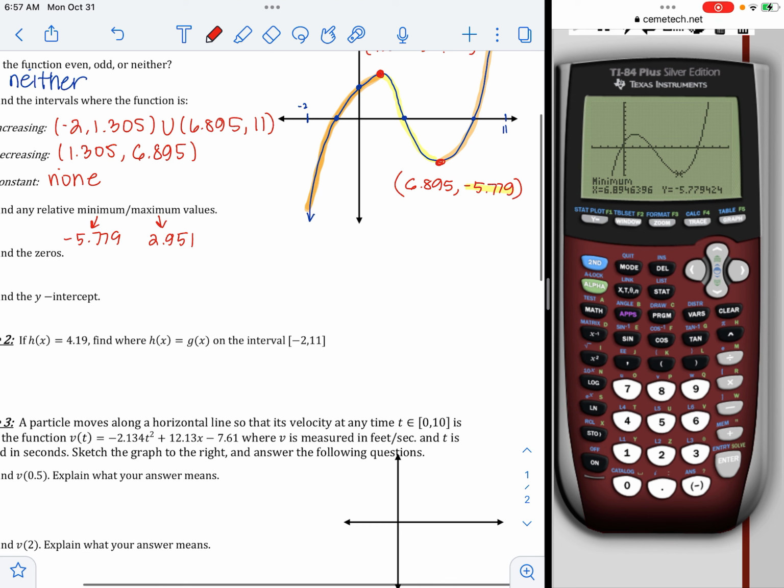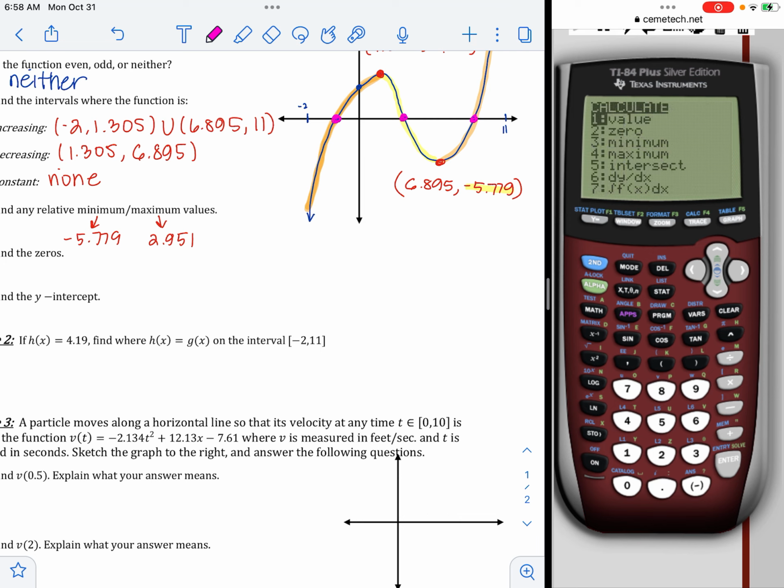Find the zeros. So we have 3 zeros. I'm going to make them pink so we can see them again. I want to find all of those, so we're going to use our calculator to do that again. We're going to hit second trace. Option number 2 is 0. We'll start with the one all the way to the left. So I'm going to toggle till I'm to the left of that 0. All right, so I'm to the left of it, hit enter.